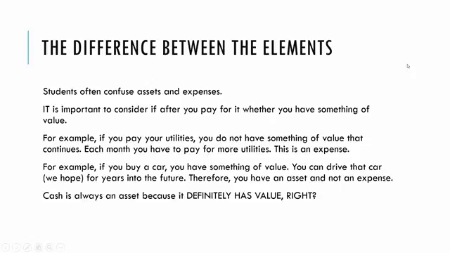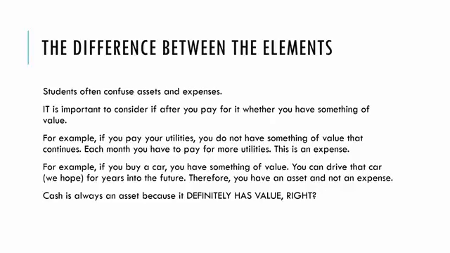Now, the difference between the elements. Students here will often confuse assets and expenses. So it is important to consider that after you've paid for this thing, if you have something of value, then it's an asset. For example, once you pay your utilities, you don't really have anything. You've used your air conditioner all month long, you're going to pay your bill, and you don't have anything to show for it, right? It's gone away. You've used it up. And you used it up in having a cool house, right?